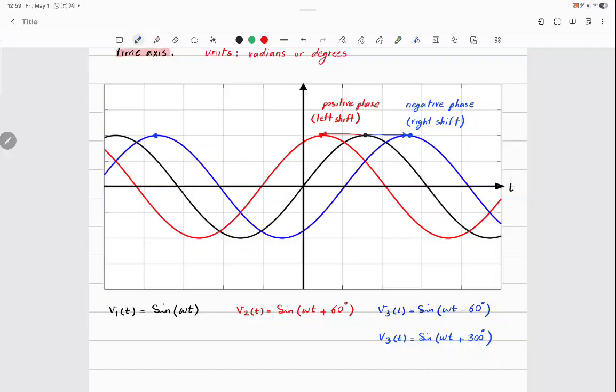Okay? So I want you to understand, because of the way sine and cosine behave, because they are periodic, it doesn't matter which one you consider. Which one we usually prefer? We prefer to work with smaller numbers. Okay?